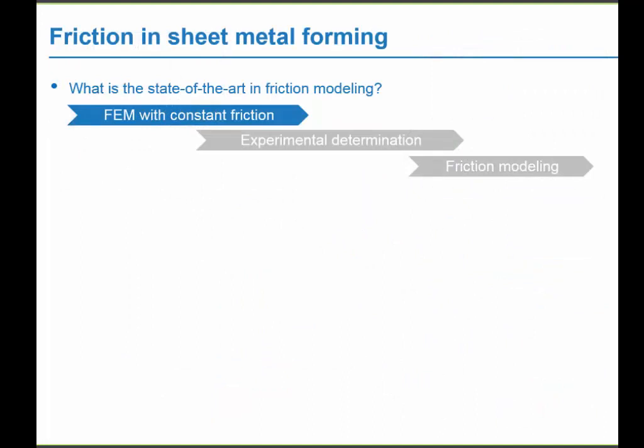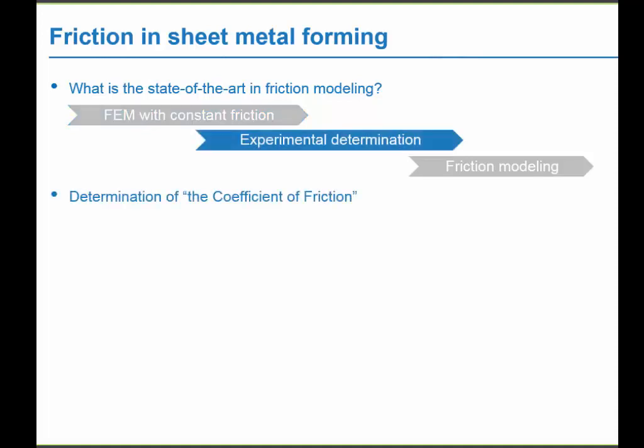Well, if we look at the current state of the art of friction modeling, then nowadays still often a Coulomb friction coefficient is used, so a fixed value for the friction coefficient. We know that the fixed value is not a very accurate description for the tribology that we have in sheet metal forming simulations. A more advanced approach is to experimentally determine the friction coefficient.